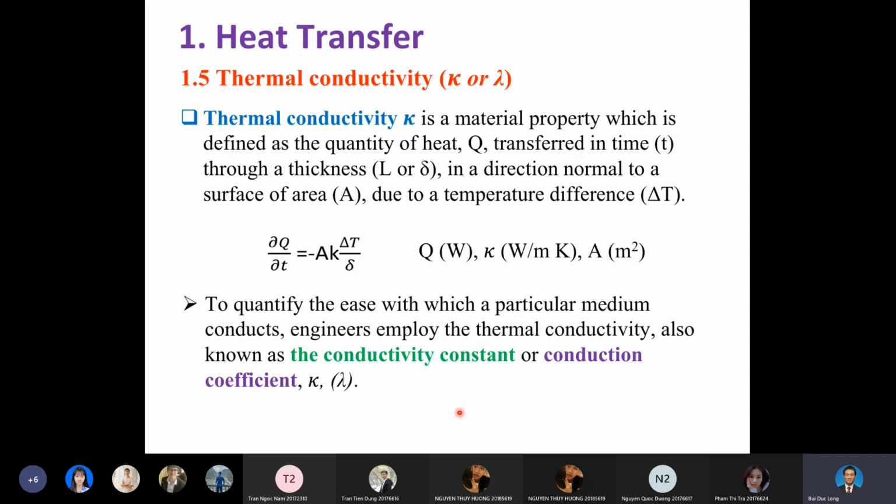We go to the next definition, which is about thermal conductivity. Of course, you have already heard about it.